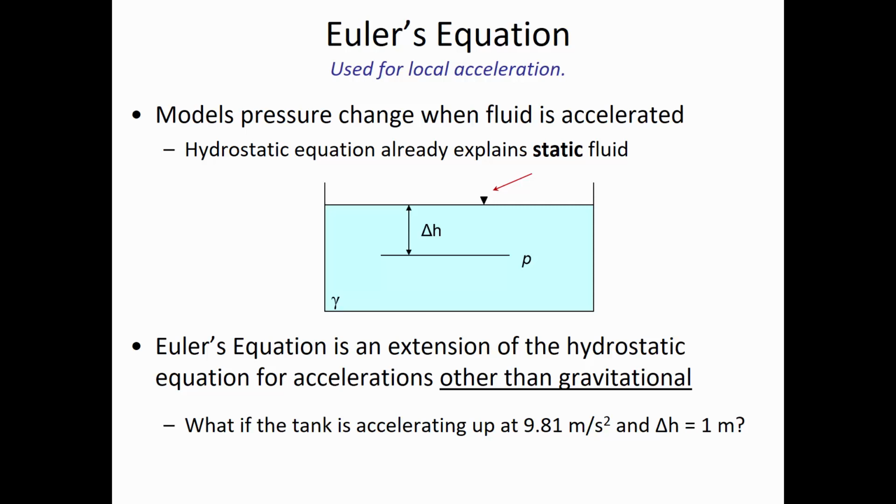That's if the tank is accelerating upwards. What if it was accelerating downwards at g? How would pressure change then? Instead of adding the two together, we'd find the difference. If it's accelerating downward at 9.81 meters per second squared, then there would actually be no pressure change in the liquid. So if you throw a water bottle out of an airplane and it's falling downward, there's no pressure change in the liquid as long as it's accelerating at g.